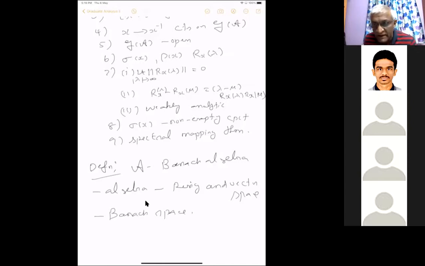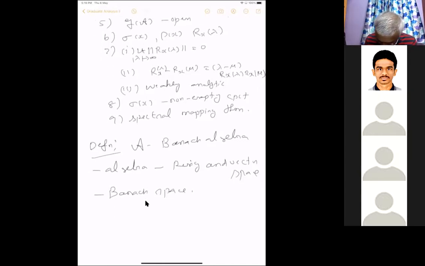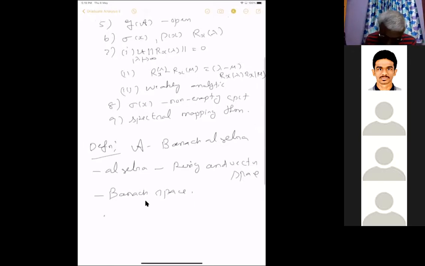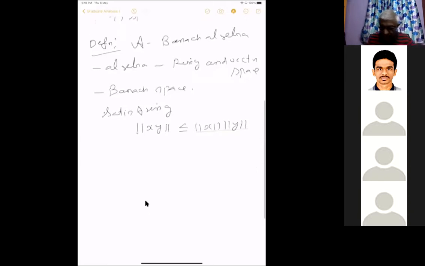Further, we want the multiplication operation to also be continuous. So whatever it means, it's a Banach space satisfying: it's an algebra, it's a Banach space, and the product satisfies the following. This is the Banach algebra condition: norm xy is less than or equal to norm x times norm y. This makes the multiplication operation continuous. So it's actually jointly continuous.